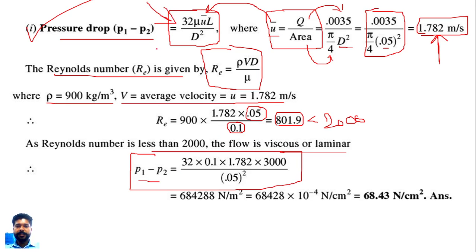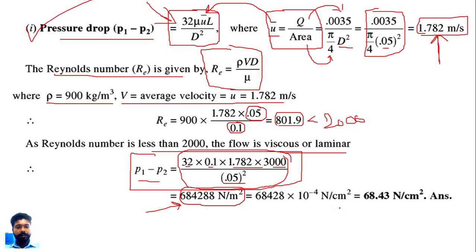Put this value in this equation, 32 mu u bar into L divided by d square. After the simplification of this equation, the answer is 684288 Newton per meter square. So this is your final answer, in Newton per meter square.